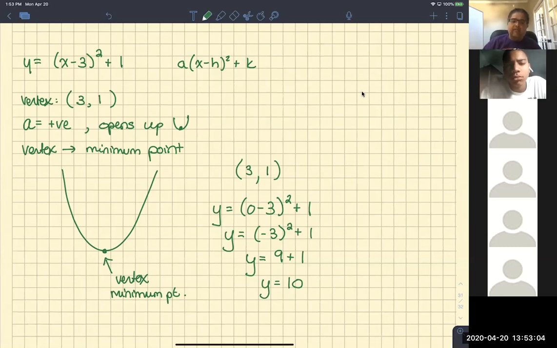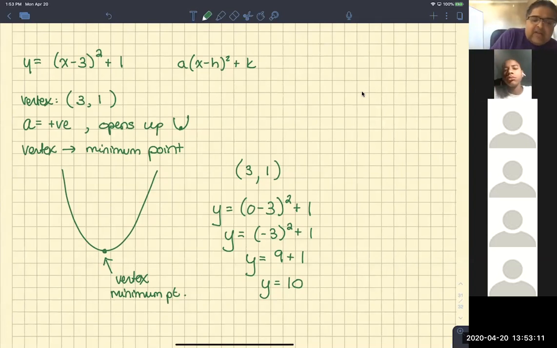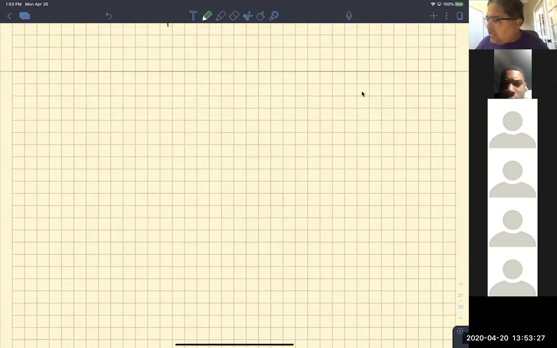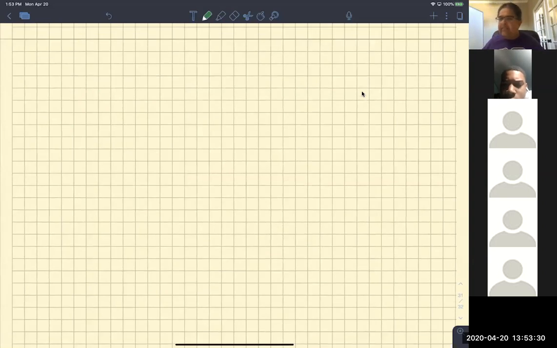So, key point, the vertex tells you the minimum or maximum value. The x-coordinate of the vertex tells you what input, or where, the minimum value occurs, and the y tells you what the minimum output is. Right? Now, I can use this in word problems. So say, for example, I have a situation like this.